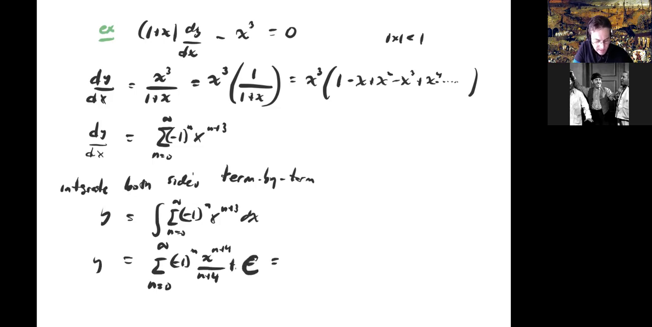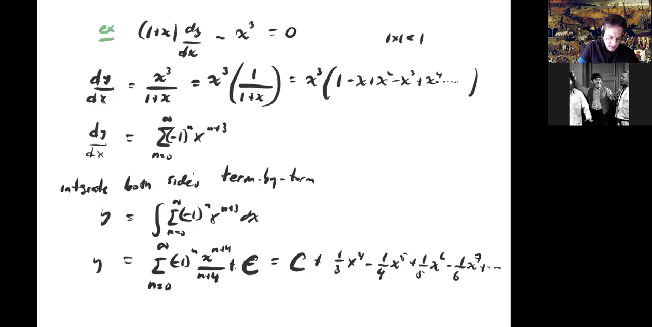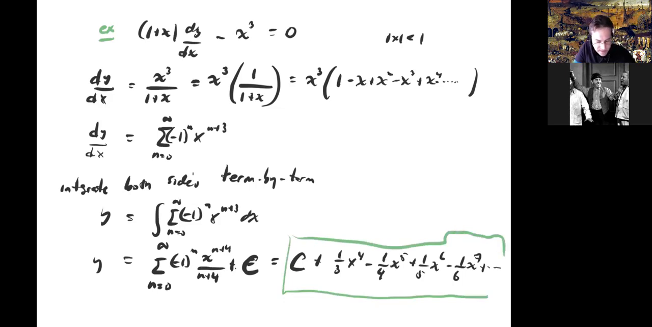So this is given by c plus 1/3 x to the fourth minus 1/4 x to the fifth plus 1/5 x to the sixth minus 1/6 x to the seventh, etc. So this is a series solution to this equation. This was actually much easier than actually finding the integral of x cubed over 1 plus x, which took a long time to do. Okay, so that's example 2.